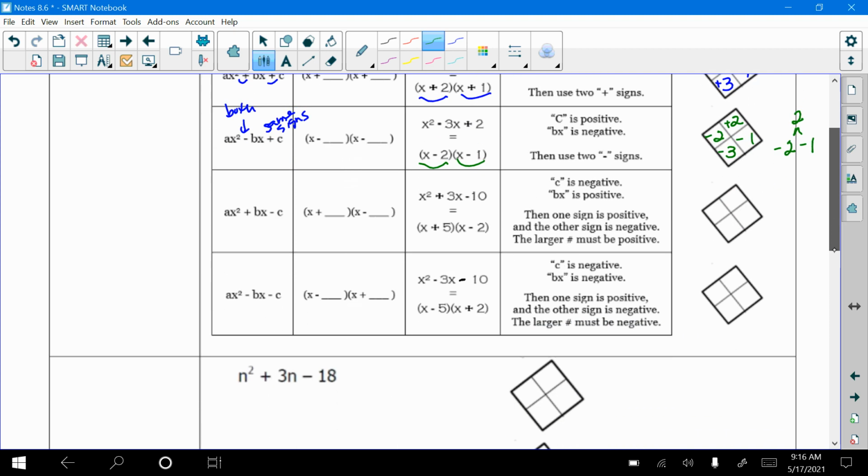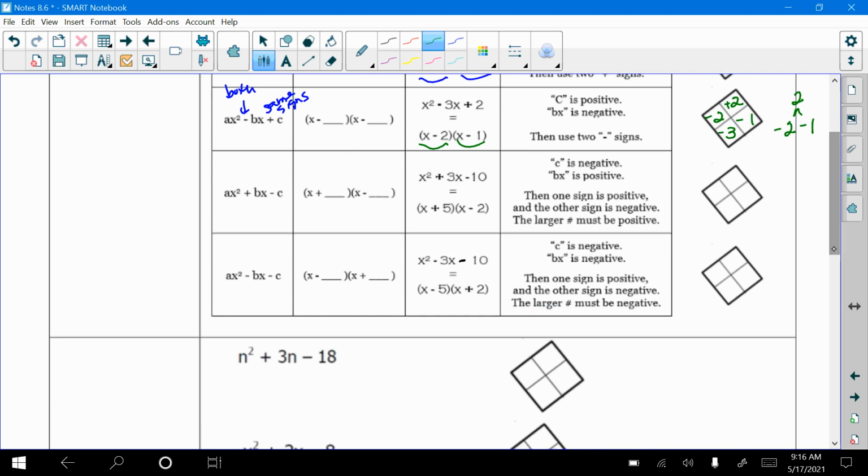Now, next, I have ax squared plus bx minus c. Okay, well, that minus means different signs. One's going to be a plus and one's going to be a minus. Now, this middle thing says the biggest is this. So the biggest is positive, because when I add them together, I need to have a positive 3 in the middle. I need that positive 3.